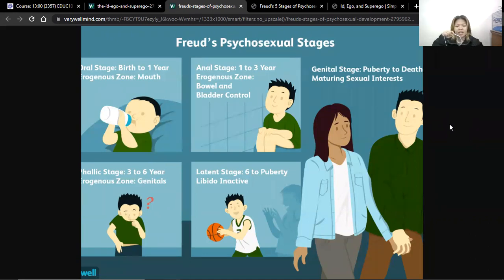Okay? And then in latent stage naman, from the word latent, ibig sabihin, yung libido ninyo, kung sa phallic stage, masyado kayong raging, kumbaga yung hormones, so 3 to 6 years old. Pagdating sa latent stage, medyo dormant na siya or inactive na siya. That's the meaning of the word latent, dormant or inactive. And then in genital stage naman, this is from puberty to death. This is where our sexual interests are maturing. Okay? So yeah, proceed tayo sa oral stage.